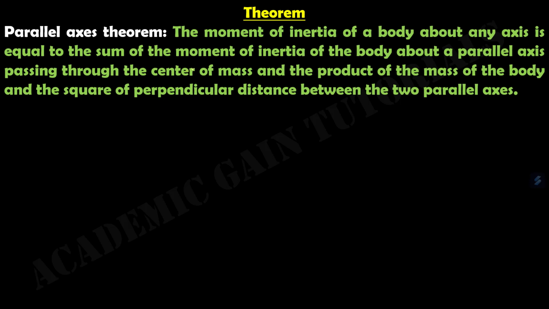The theorem says the moment of inertia of a body about an axis is equal to the sum of the moment of inertia of the body about a parallel axis passing through the center of mass and the product of the mass of the body and the square of the perpendicular distance between the two parallel axes. This is known as the parallel axis theorem. So what does that mean? It says that the moment of inertia of a body.